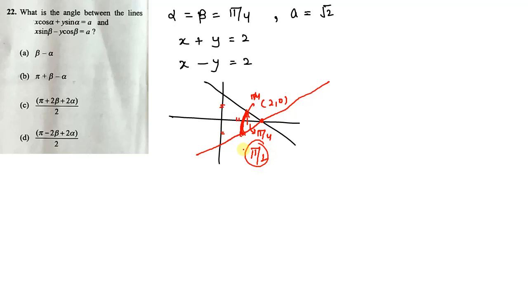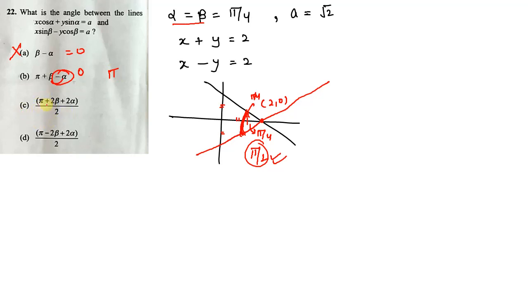So now substitute all these values in all options and find which option satisfies pi by 2. The first option is not our answer, because as alpha and beta are equal, alpha minus beta is equal to 0, not equal to pi by 2. In the second option, beta minus alpha is 0, and pi plus 0 is pi, again not equal to pi by 2.